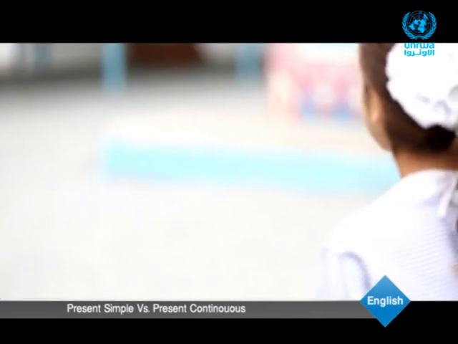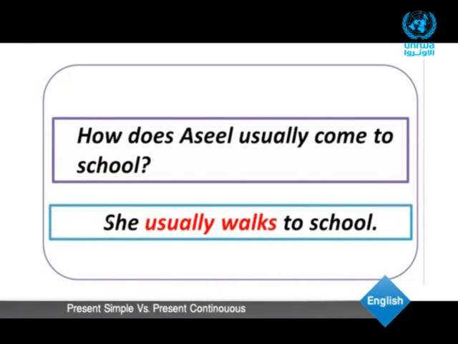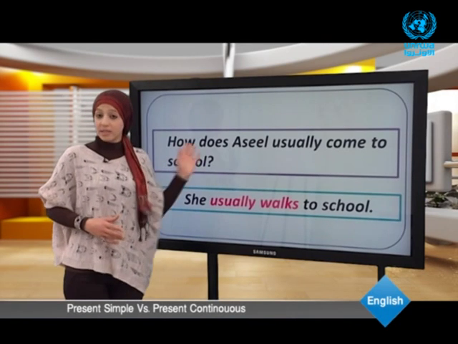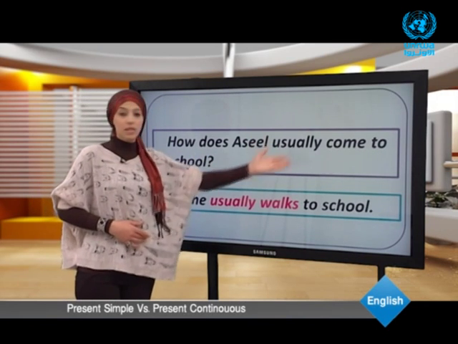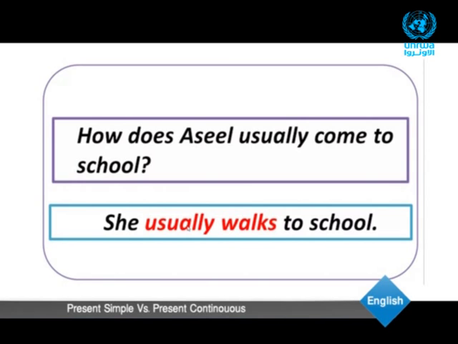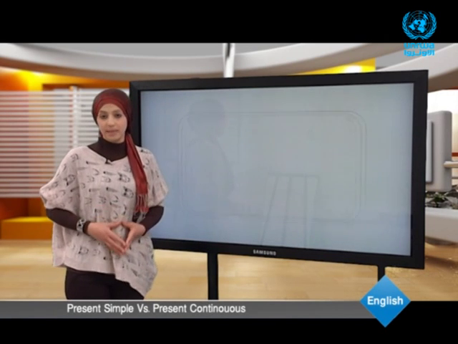You too. Now let's read the question again. How does Asil usually come to school? And the answer is, she usually walks to school. Now let's read the question and the answer again. How does Asil usually come to school? She usually walks to school. Now let's choose the correct sentence.